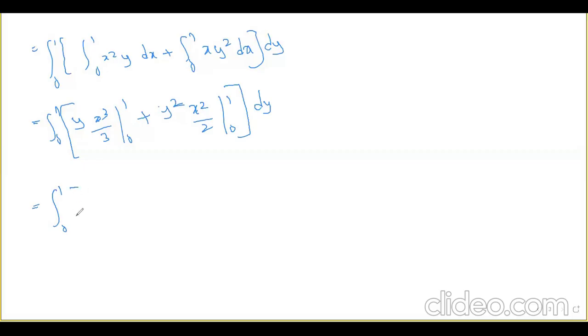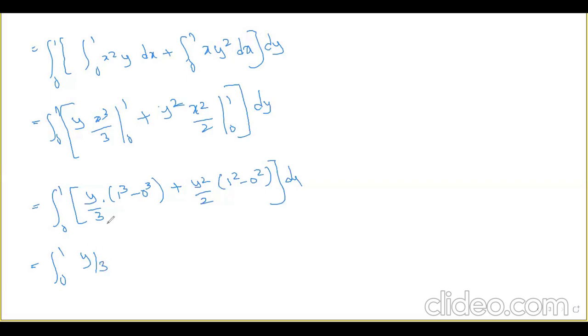Integration 0 to 1. So this is nothing but y by 3 into 1 cube minus 0 cube plus y square by 2, 1 square minus 0 square. This is what dy as it is. Integration 0 to 1. So now what we have? y by 3 into 1, that will be y by 3, plus y square by 2. Right? So for this we have dy.